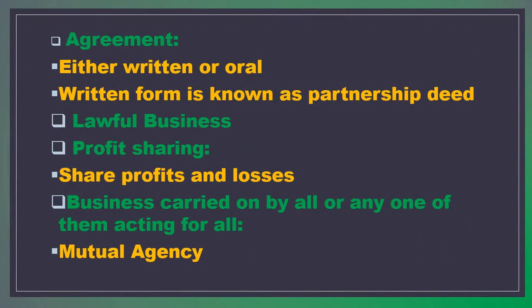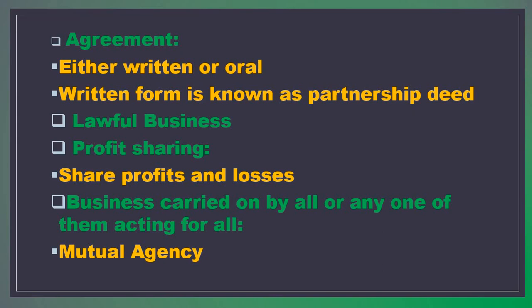Third, agreement. There has to be an agreement between partners which can be either written or oral. If the agreement is in the written form, then it is known as partnership deed. Fourth, lawful business. The business carried on by the firm should be lawful. Fifth, profit sharing. The agreement between partners must be to share profits and losses of a business.